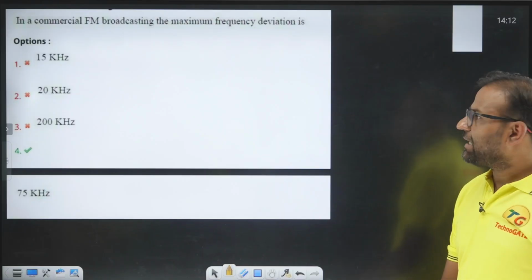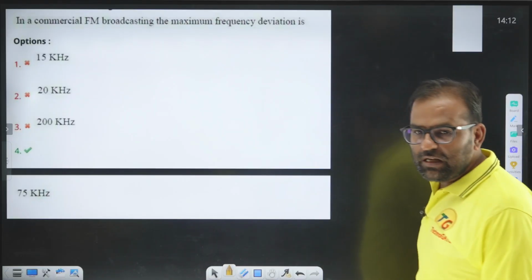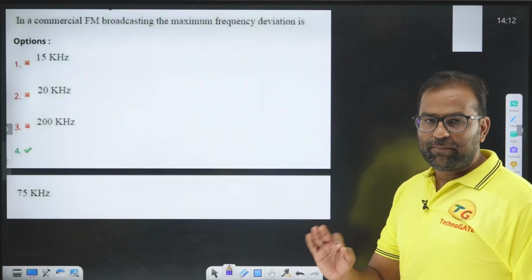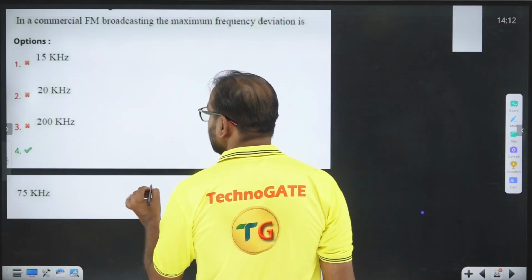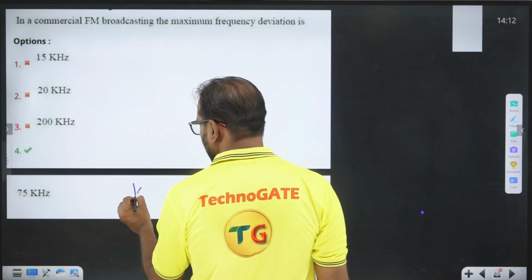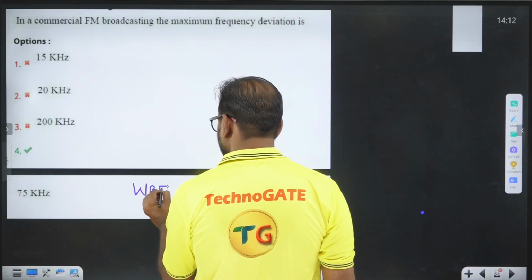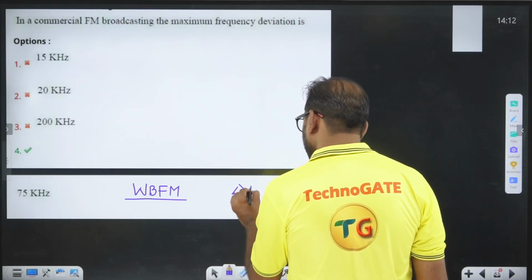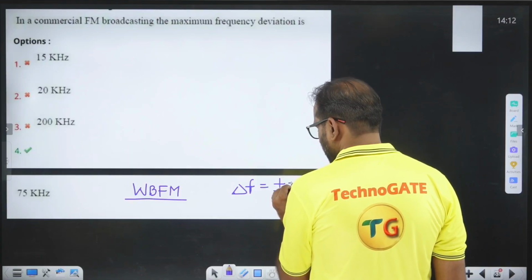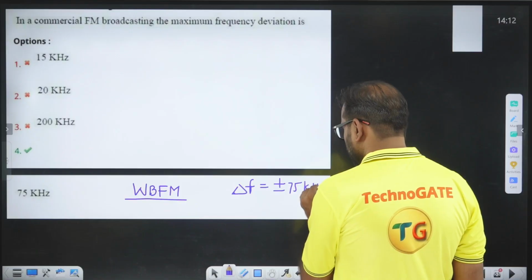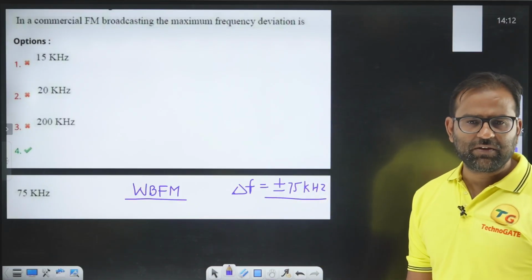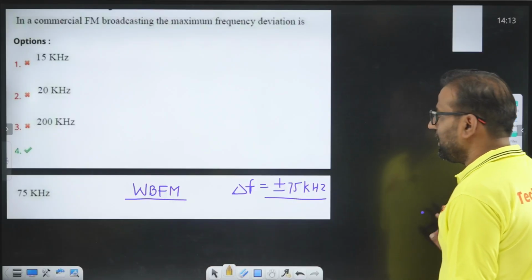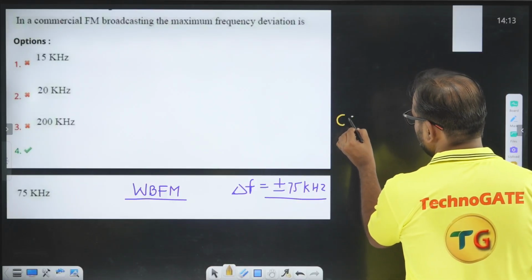Okay, what is next? The next is commercial FM broadcasting, the maximum frequency deviation. Always remember, the maximum frequency deviation for commercial FM broadcasting means they are talking about wideband FM. And in wideband FM, the frequency deviation is given by plus minus 75 kilohertz. It's a standard value. You should know a few more formulas in wideband FM. One more is Carson's rule.